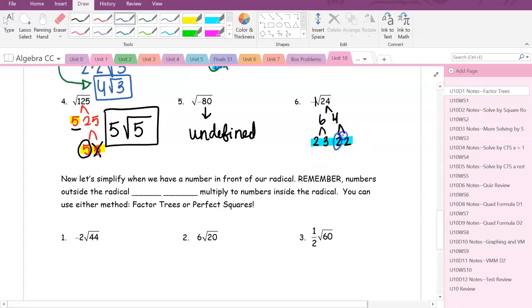I have a pair of 2s, circle, cross out. This time 2 and 3, neither has a buddy. So underlines go under the root, those are going to multiply together. Your circle comes out, and then don't forget you have that negative out front as well. So this is -2 root 6.